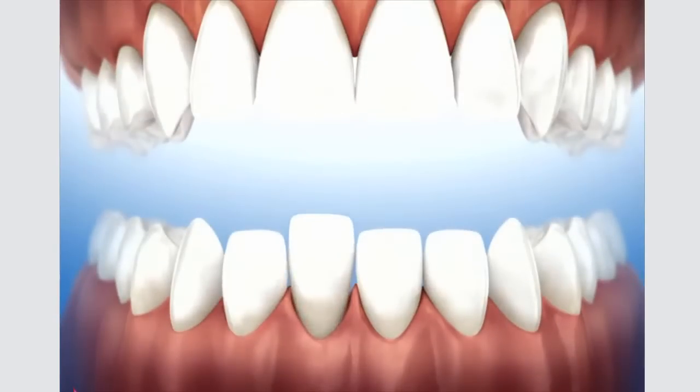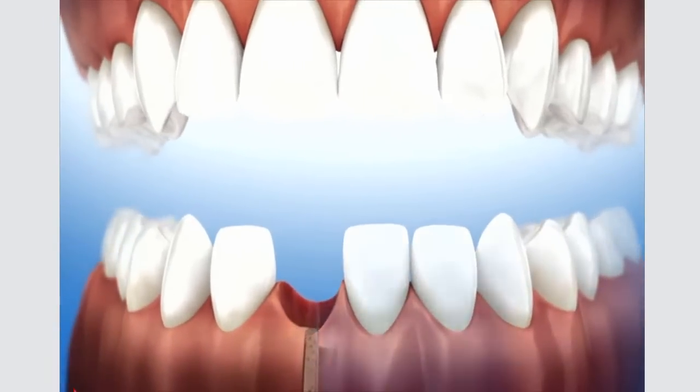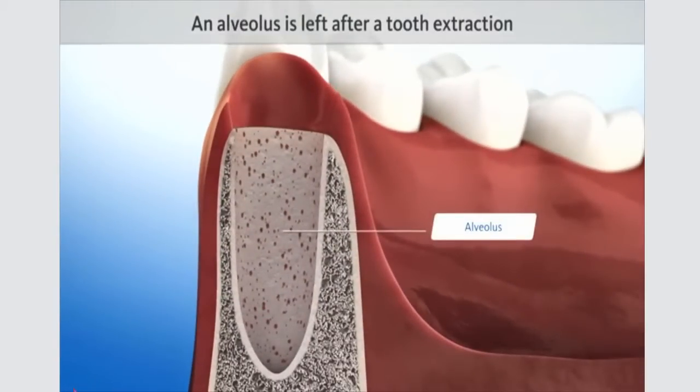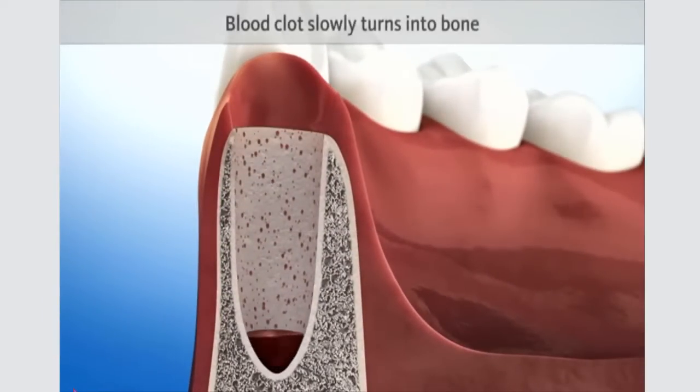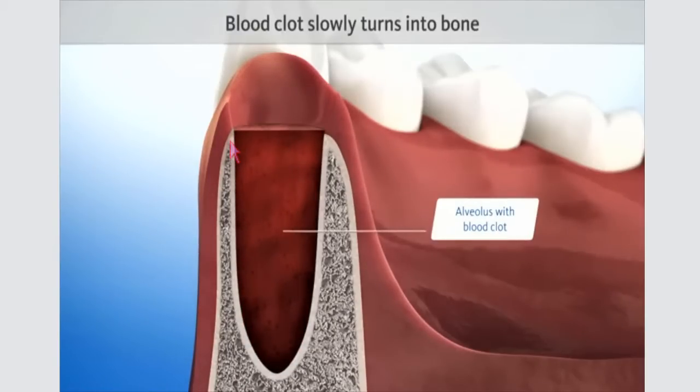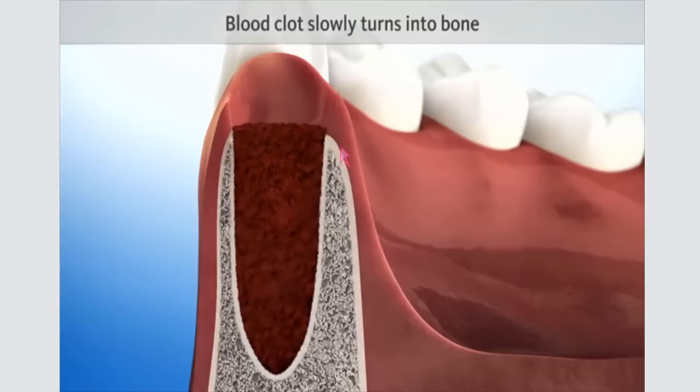So what happens when we extract a tooth? When we take out a tooth, you can see from this animation, we'll go into a cross section here. Thank you to Geistlich for this video. This alveolus will then fill with blood, and this blood clot is not enough. If this wall is very thin like this, it's going to resorb. If it's really thick like this, we'll be fine.